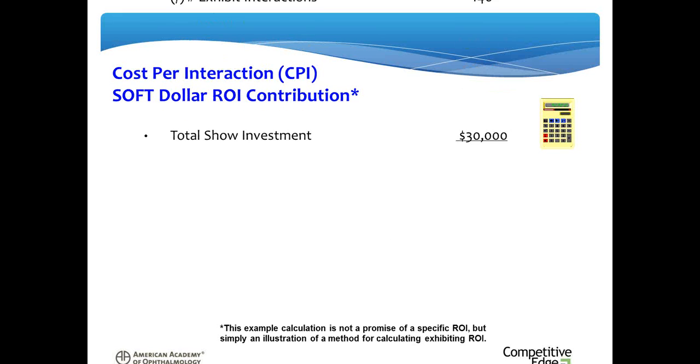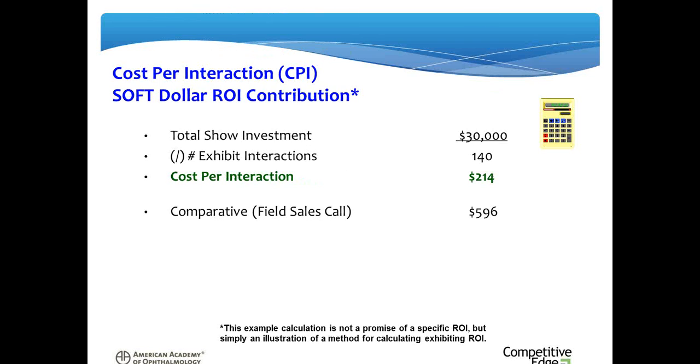So here we go. Our cost per interaction at the show was $214. Did I deliver value for my company? Did I deliver it measurably? That's the question. Well, when I compare it to the cost of a field sales call at $596, and I back out my $214 CPI at the show, yes, I've cut the cost of putting a body in front of a body for my company by $382.